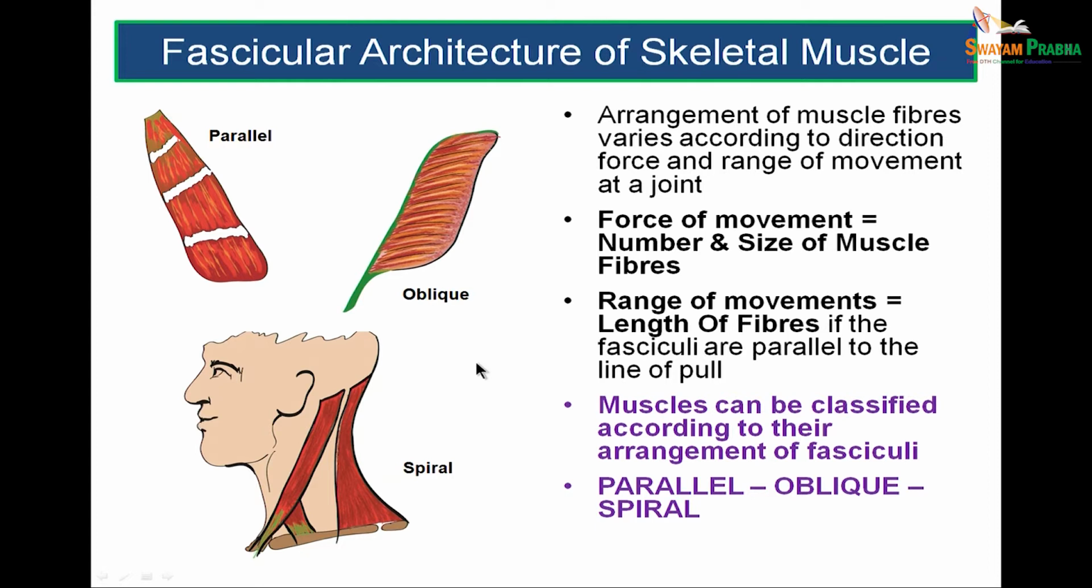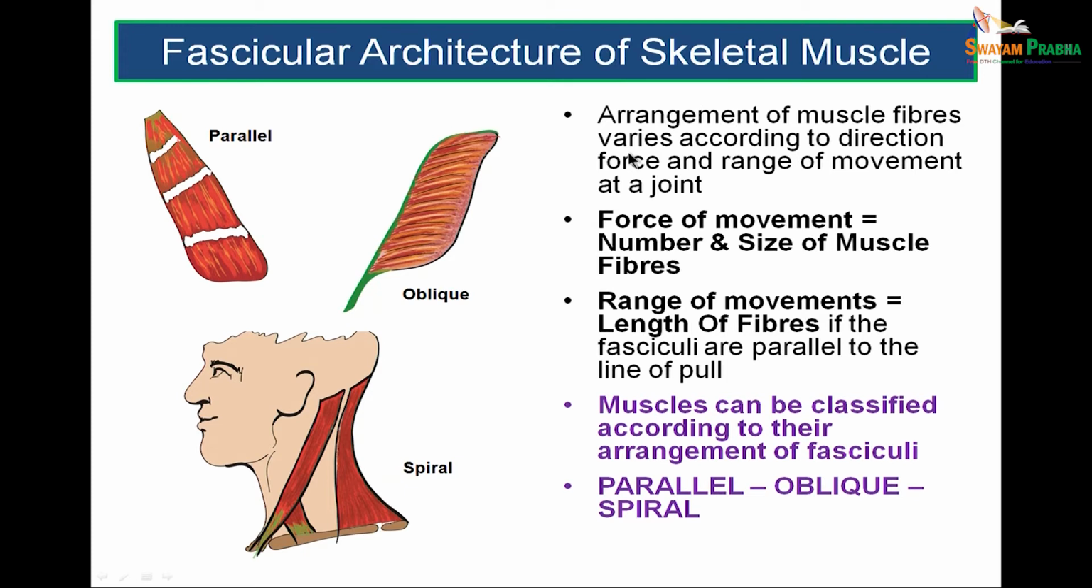Now let us start talking about the architecture and the structure of skeletal muscle. If we talk about the arrangement of fasciculi, they could be parallel, they could be oblique or they could be spiral.